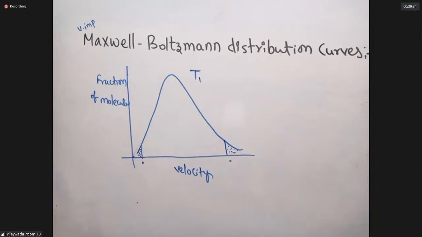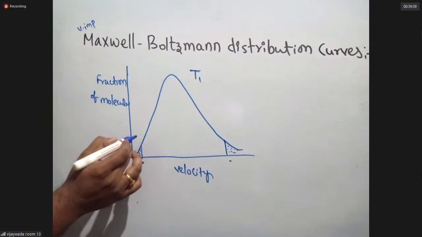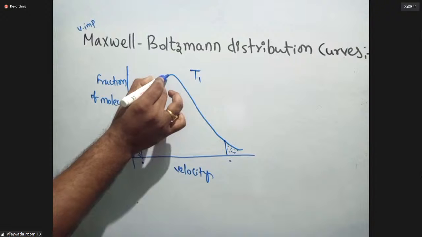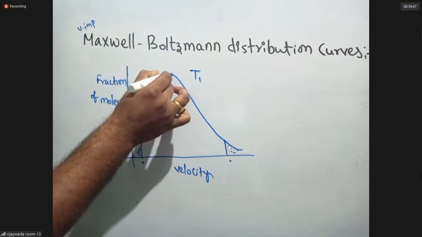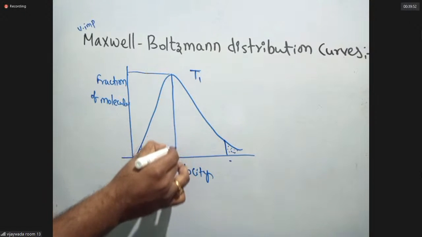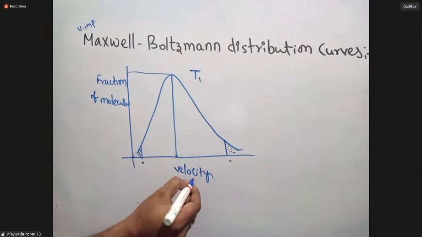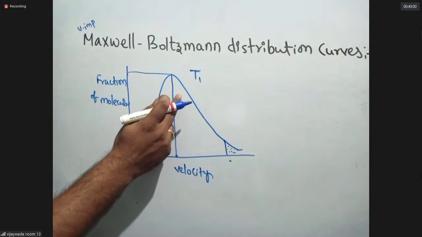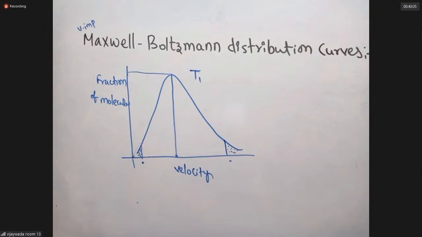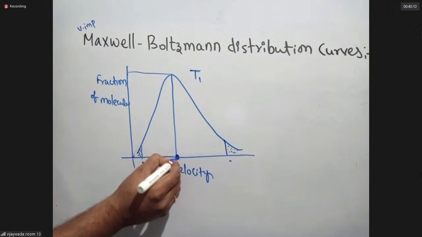Okay. And when the velocity of gas molecules increases, the fraction of molecules also increases. When it reaches the maximum, this is the maximum fraction, at this velocity. After that, as velocity increases, the fraction of molecules possessing it decreases. And they said this velocity is called the most probable velocity.